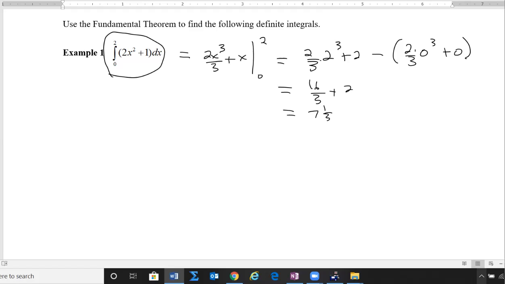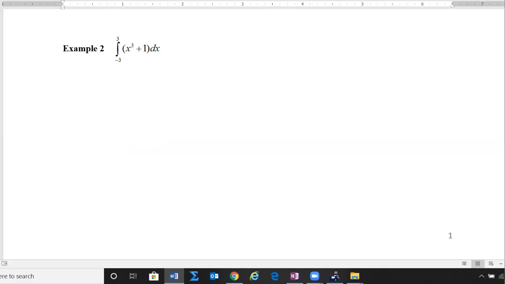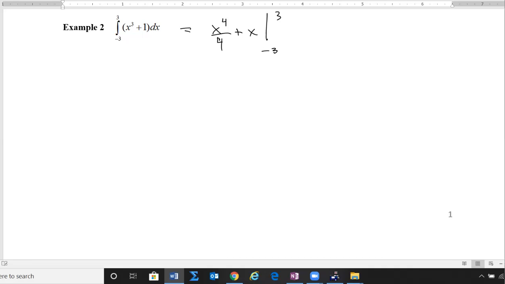So let's continue. Since that one was so fast, let's just do another one here. Let's try to keep this short. Okay, so here it is. Start right in finding the antiderivative. So x to the fourth over 4 plus an x, from -3 to 3. Okay, evaluate it from -3 to 3.